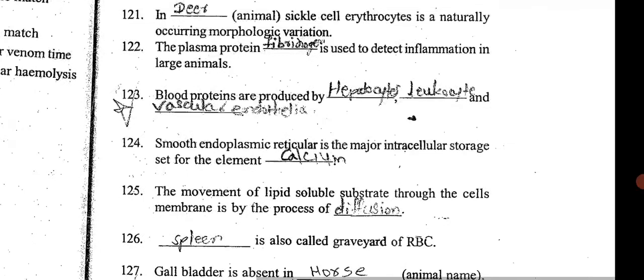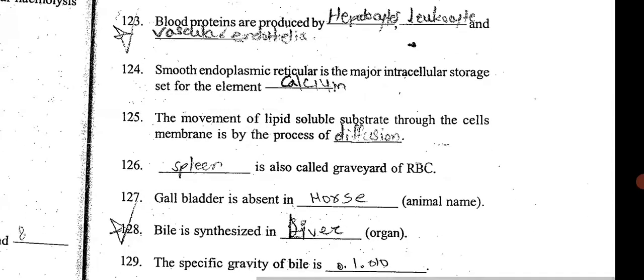Smooth endoplasmic reticulum is the major intracellular storage site for the element calcium. Calcium is stored intracellularly in the smooth endoplasmic reticulum. Calcium is stored within the cell in the endoplasmic reticulum, and especially the smooth endoplasmic reticulum.